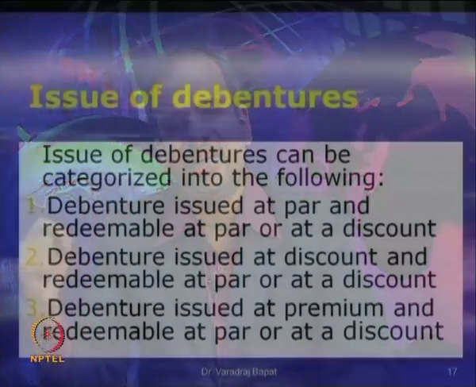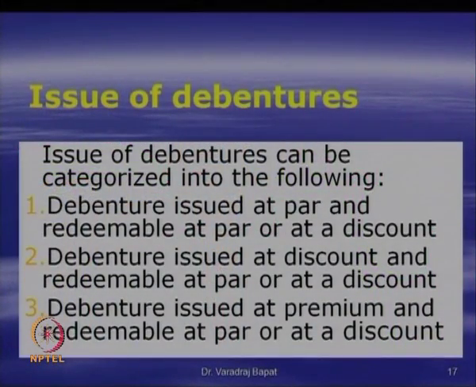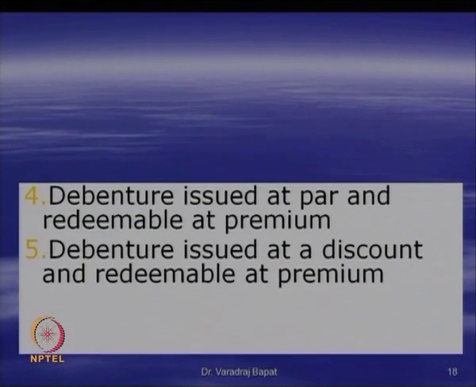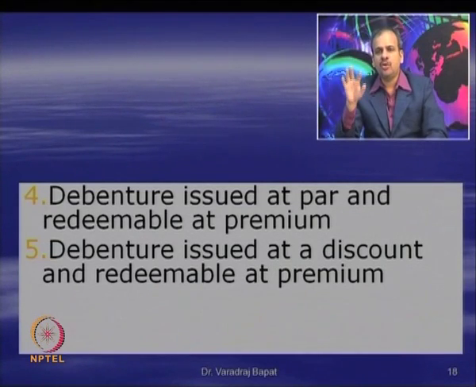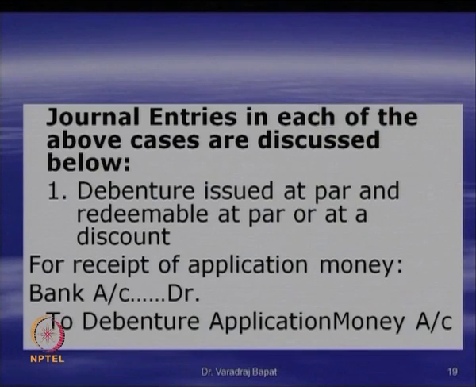Now, let us see the entries as they happen. So, the first type is, debentures are issued at par but redeemed at premium or discount. Second type, debentures are issued at discount and redeemable at par or discount. Third is, they are issued at premium but they are redeemable at par or at discount. Fourth and fifth types also you can see. Now, we will go to the entries, how they are passed for the respective types.